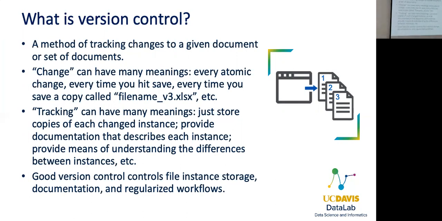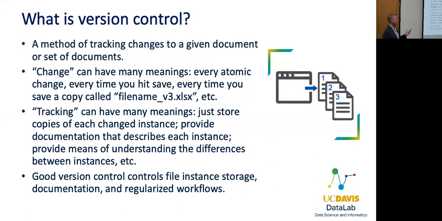I want to throw out the general definition that it is a method of tracking changes to a given document or a set of documents, okay? And I emphasize method, because it's not just a piece of software that does something. Actually tracking things involves a lot of things. So the keyword here is change. Change has many meanings. Is it every atomic change? Every time you add a new letter to a document, is that a new version? Every time you change a word, every time you save the document, what do we mean by change? That has to be defined.